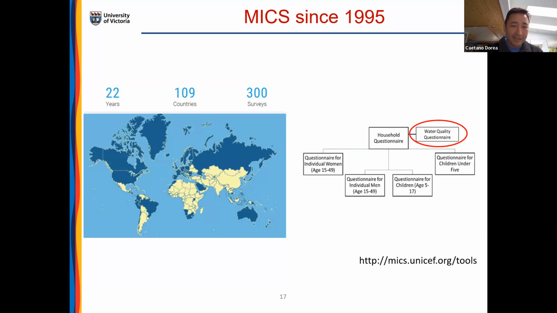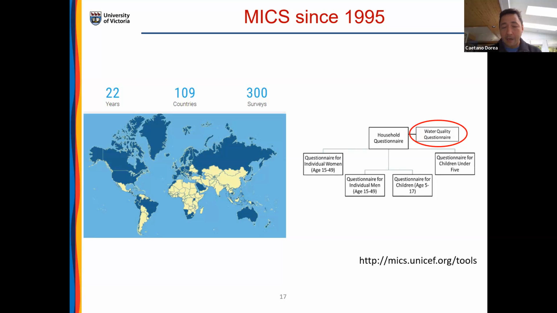I need to update this slide a little bit. We're over 109 countries. I think MICS is now in its 7th round, and last I checked, it was close to 350 surveys. So this is really able to address these data gaps worldwide. In yellow, you see countries that have benefited from these types of surveys.